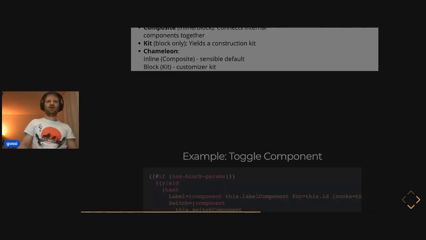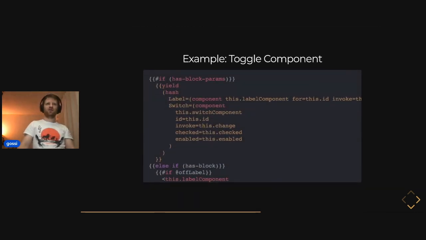So for the example, here's a toggle component. The template I'm showing here is quite big, as it's the live code for the demo I will show you afterwards. But I want to highlight, or focus on, three blocks in this template.